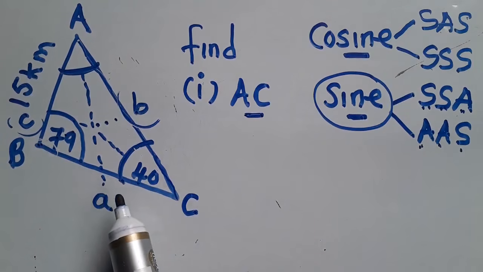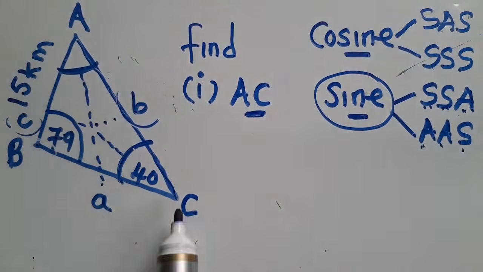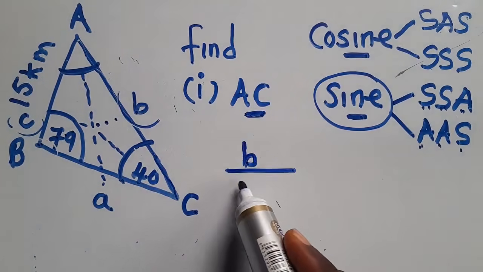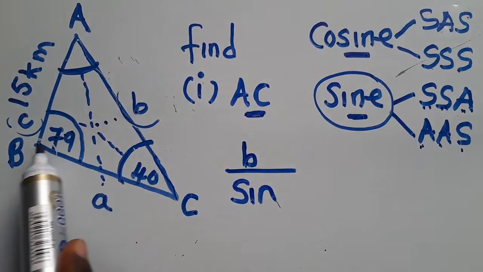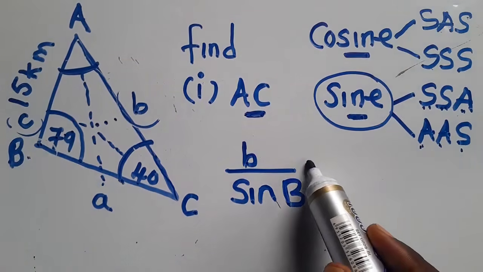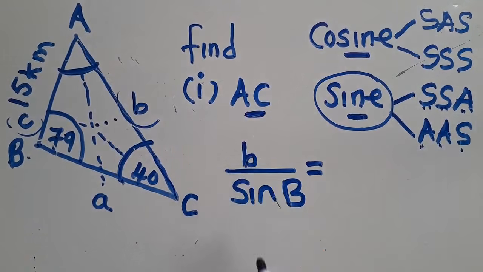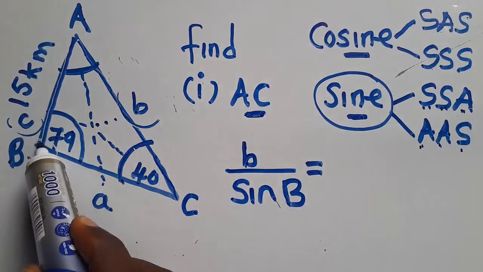So what are you going to do? You are asked to find AC. AC here is the same as b. So you can say b over sine of the opposite angle. This b is opposite to this capital letter B. Which is equal to, so we are finding b here. Then you ask yourself, which side is given together with its angle?